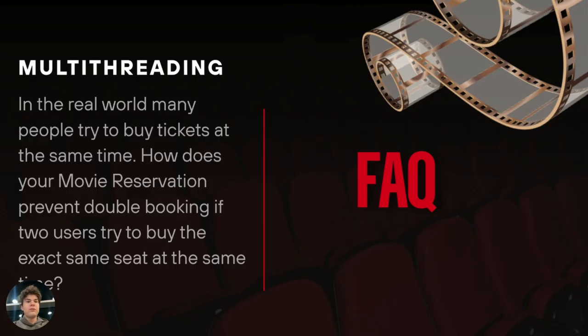And now for the question: in the real world, many people try to buy tickets at the same time. How does your movie reservation prevent double booking if two users try to buy the exact same seat at the same time? Our system prevents double booking through a thread-safe synchronized database. When a reservation request comes in, the server locks the relevant data, checks seat availability, and updates the seating chart before any other client can modify it. This ensures that even if two users click the same seat at the same moment, only the first valid request is processed, and the second user will be notified that the seat no longer exists.